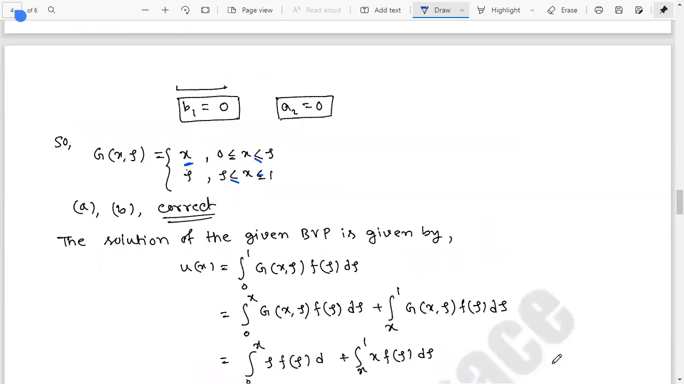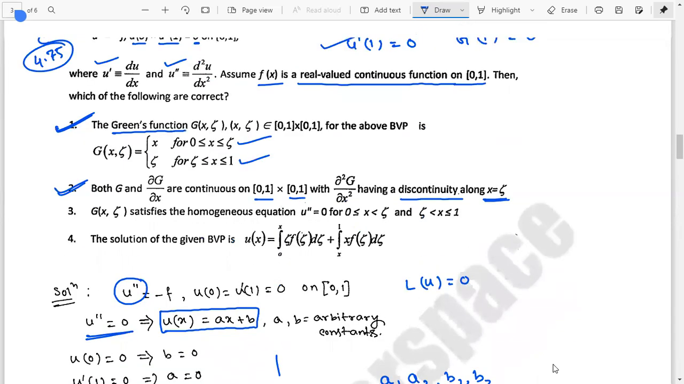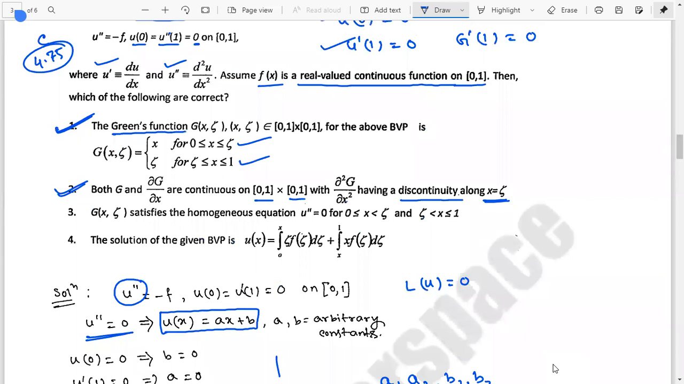Now option 3 is saying that G(x, ζ) satisfies the homogeneous equation u double dash equals 0 for 0 less than or equal to x less than ζ and ζ less than x less than or equal to 1. Yes, this is also correct. G(x, ζ) will satisfy the homogeneous equation. And option 4: the solution of the given boundary value problem is this. Let's take a look at this option 4.